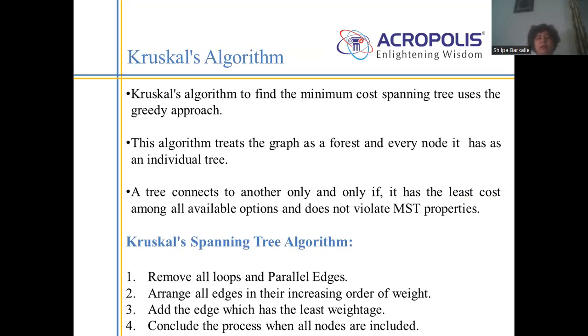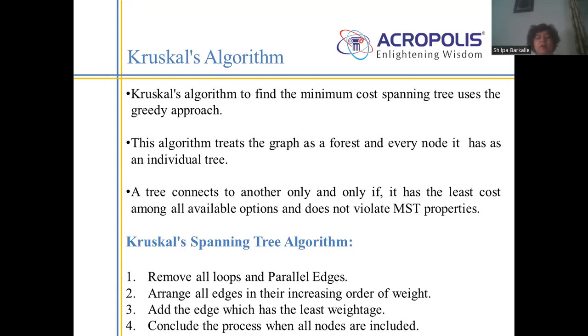So Kruskal's algorithm uses a greedy approach for finding the minimum spanning tree. By greedy approach, we mean that at every step, we will find the local minima, and we will assume that by finding local minima at each step, finally we will be able to reach the global minima, or global maxima if we are finding the maximum of something.